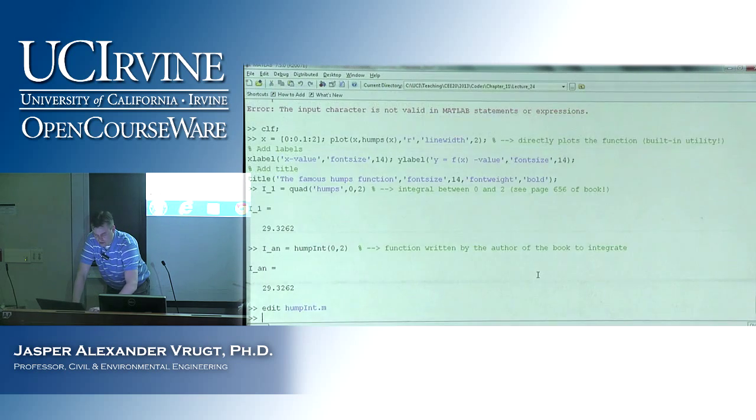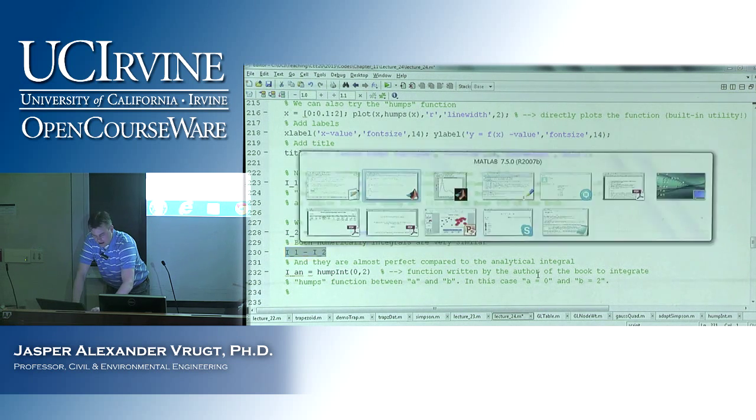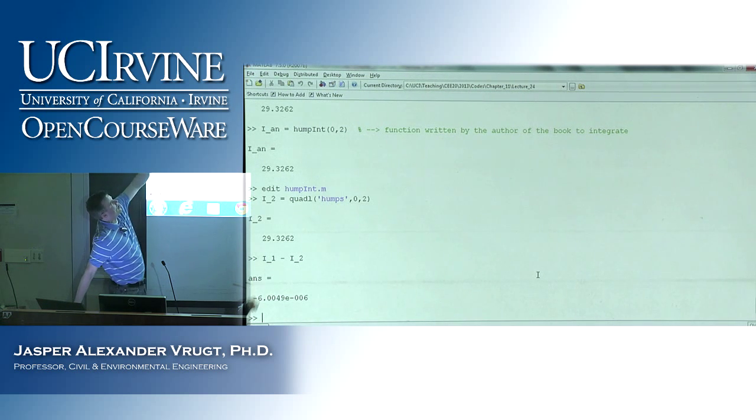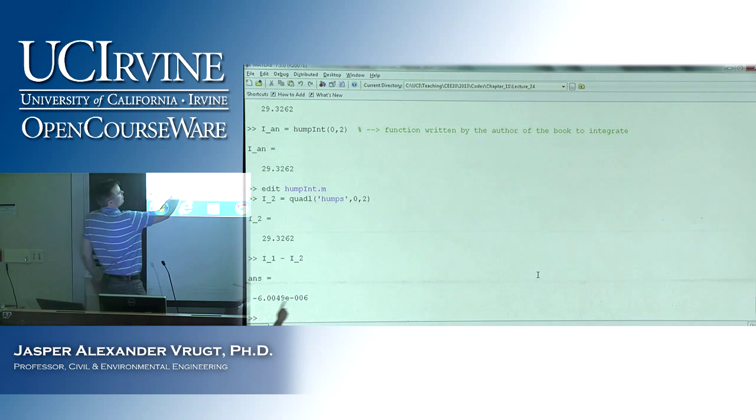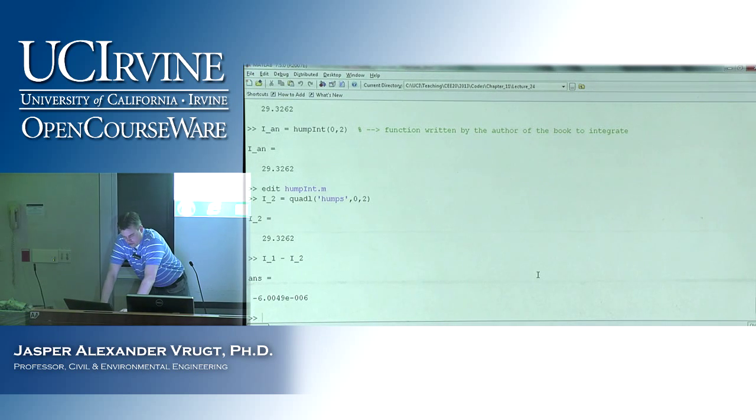Obviously, we could have also done this with the Lobatto quadrature, and we can then compare the difference between the two. Instead of using quad, we now use quadL. Again, the same bounds, 0, 2, same function, just a different integration rule, and you see that the difference between Simpson and Lobatto is marginal.